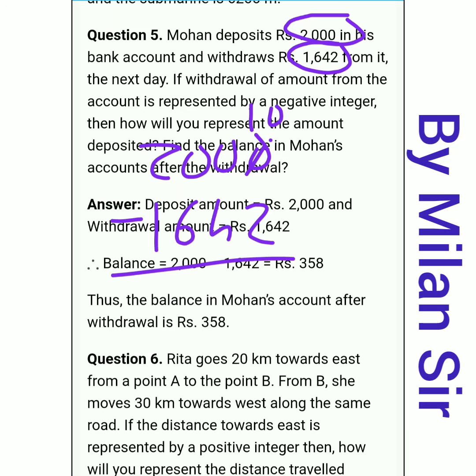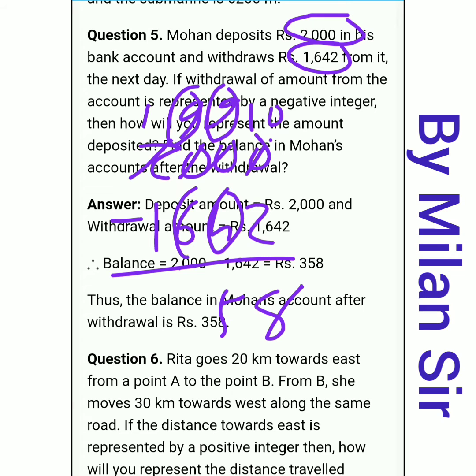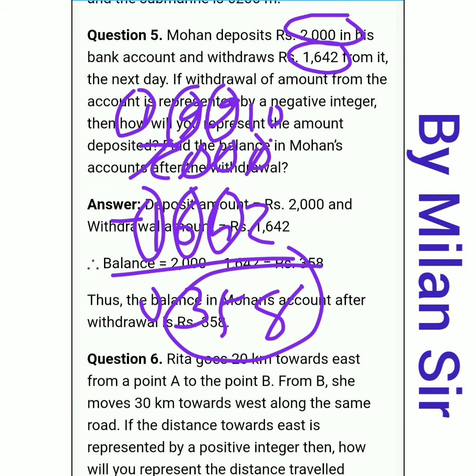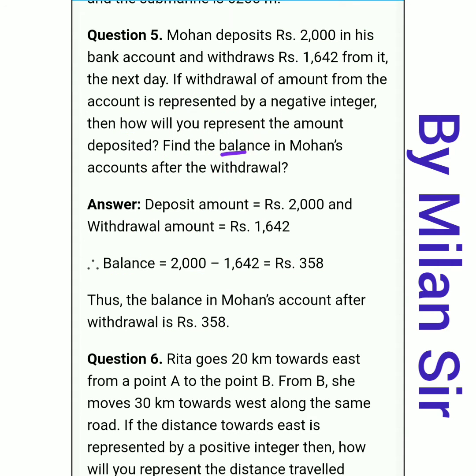So here 10, here 9, here 9, and here 1. Now 10 minus 2 is 8, 9 minus 4 is 5, 9 minus 6 is 3, and 1 minus 1 is 0. That means Mohan has 358 rupees in the bank. So the balance in Mohan's account after the withdrawal is rupees 358.